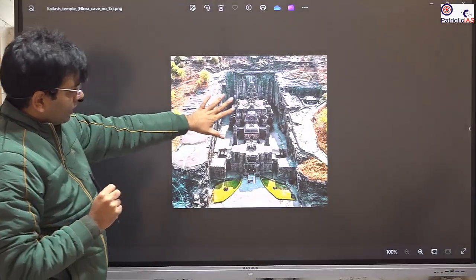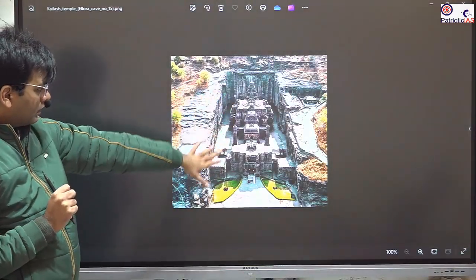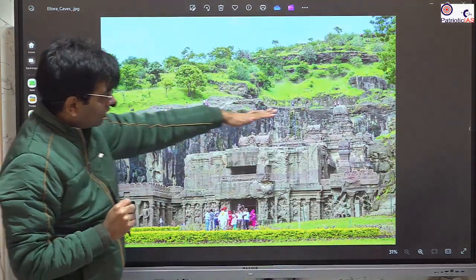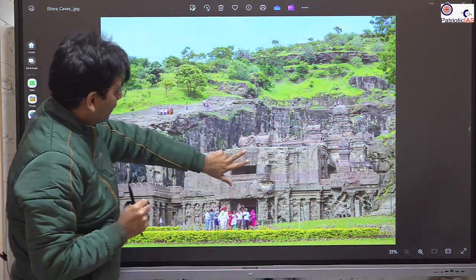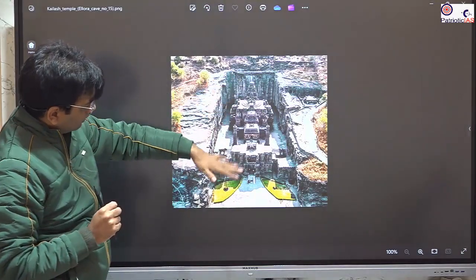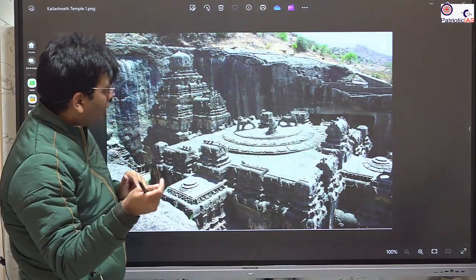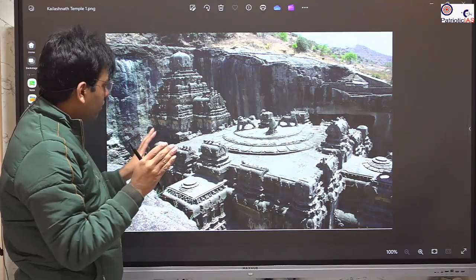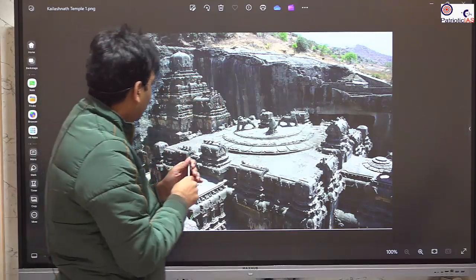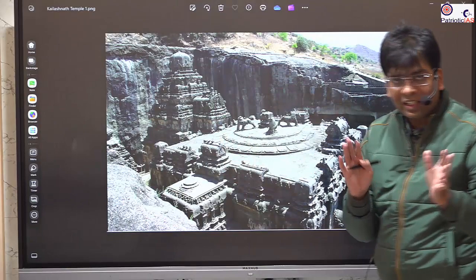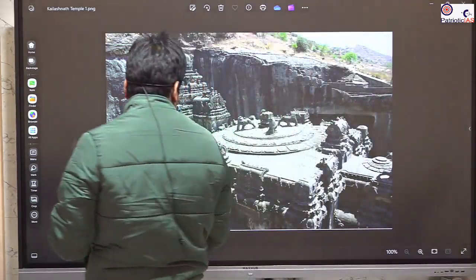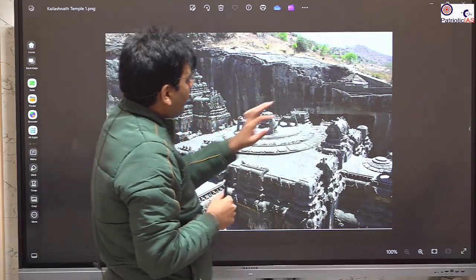This is the rock cut. Look how beautifully this has been constructed. This was the single rock. This is the cave, and this is the temple. Such a huge temple constructed after cutting a single rock. The architect of this temple didn't believe that he had created such a beautiful temple. So the Kailasnath temple you should remember.